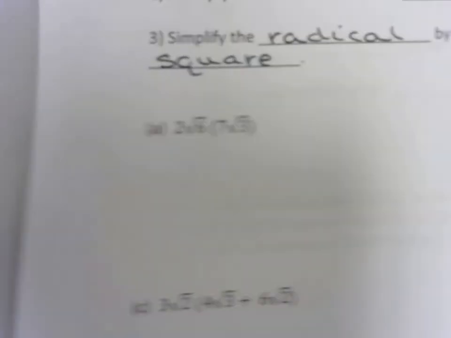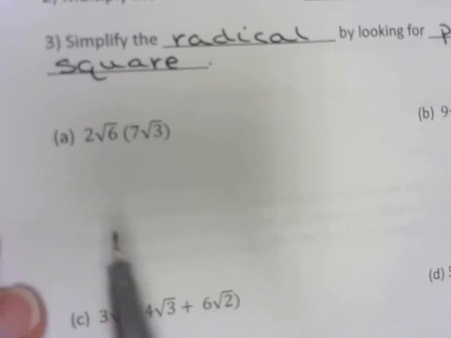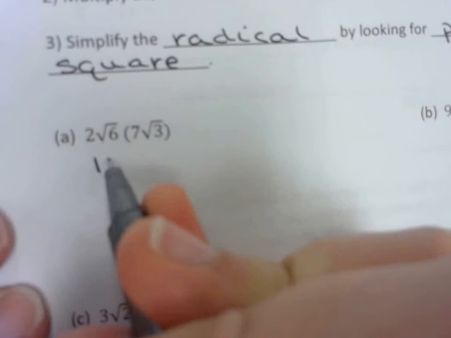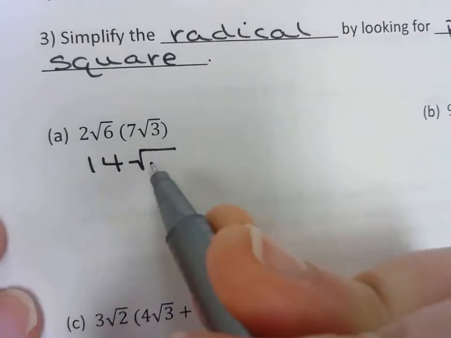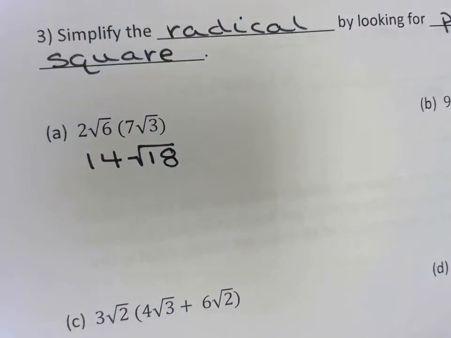Okay, let's look at A. I'm multiplying because there's parentheses. So multiply the numbers out front. 2 times 7 is 14. And then multiply the numbers under the radical. 6 times 3 is 18. And this will not give you full credit because you always need to simplify.